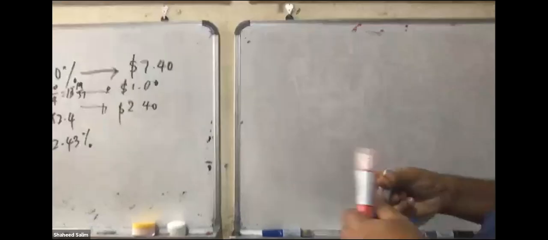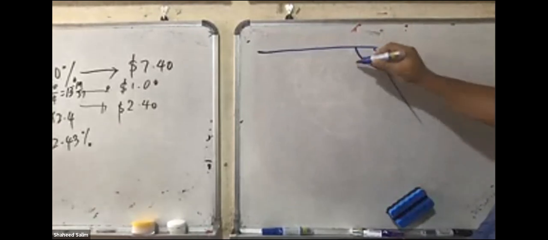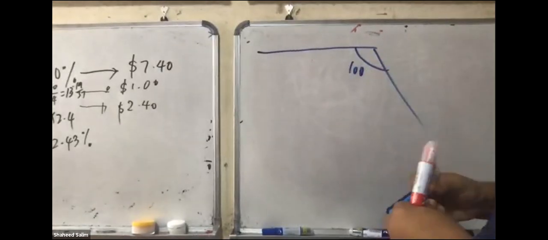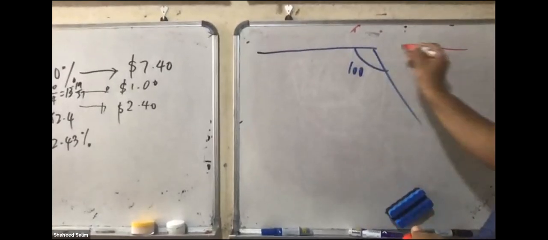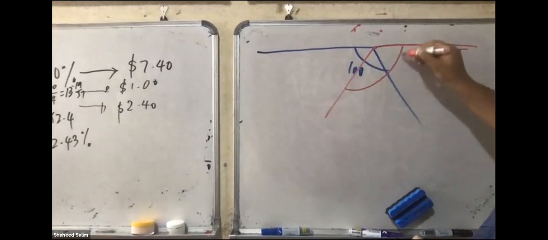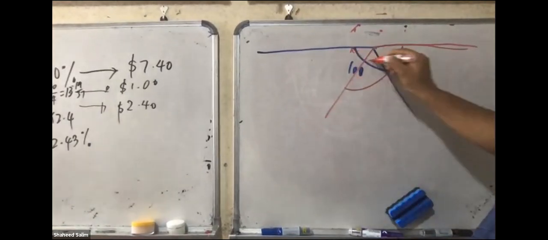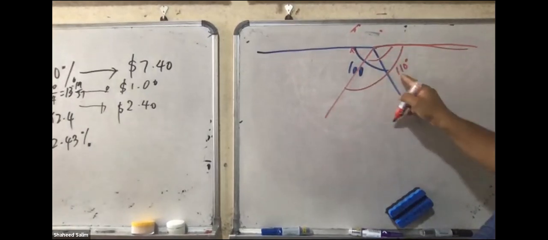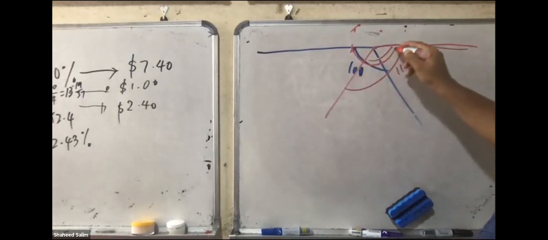We have this angle down here. This angle is, let's say, 100 degrees. Then we have another angle down here, from here, the red one, to here. This is 110 degrees. Now, I cannot say from here to here is 100 plus 110 because there's an overlap. From here to here is actually 180.